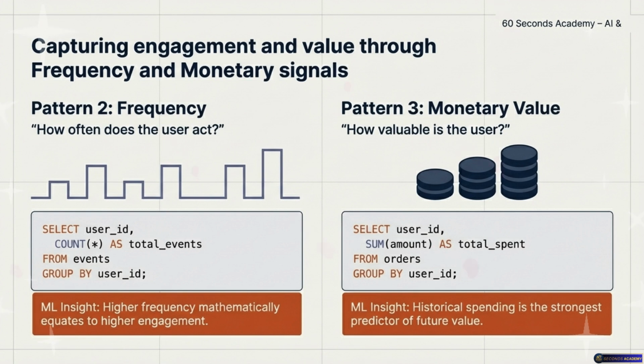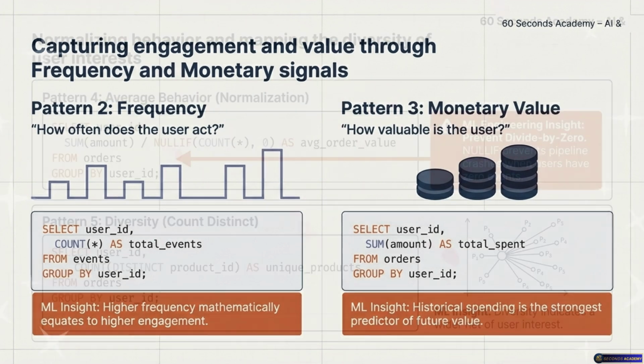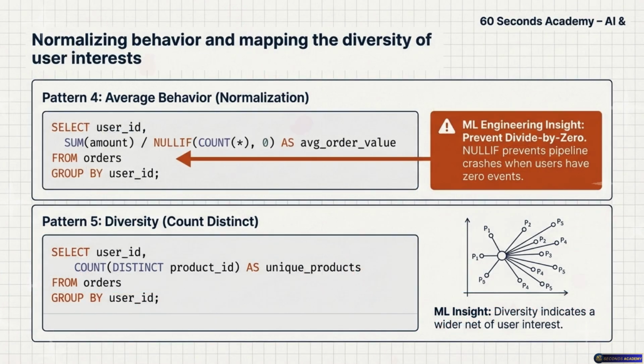So recency tells us when they were last here, frequency tells us how often, and monetary tells us their value. But absolute numbers like RFM have a massive blind spot, don't they? I mean, a user who spent $1,000 over 10 years looks identical to a user who spent $1,000 yesterday if we only look at lifetime monetary value. We need a way to create a fair comparison between wildly different users. Exactly. And that limitation brings us to the next phase of the Playbook: normalization, diversity, and ratios. This is where we start heavily refining those raw ingredients to give the model context.